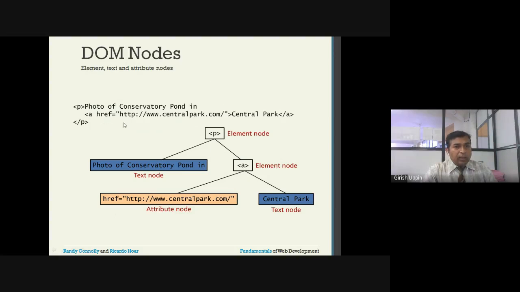And inside the link I have two things. One is the attribute, and then I have a content. This particular content is a text node, and whenever we have any kind of attribute, that will be separated as an attribute node. Inside the attribute node we will have the attribute and its value.